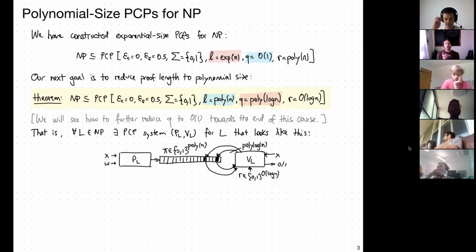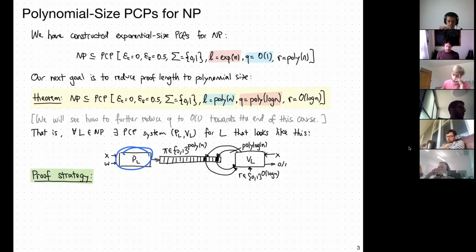And recall that what we'll do is, again, look at the PCP in the setting. We'll have the prover. The prover will send a proof of poly size. We will make a polylog number of queries, which is really tiny with respect to the size of the proof. And then we'll answer.